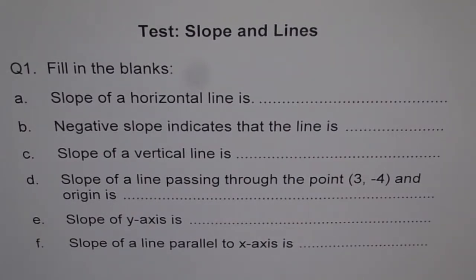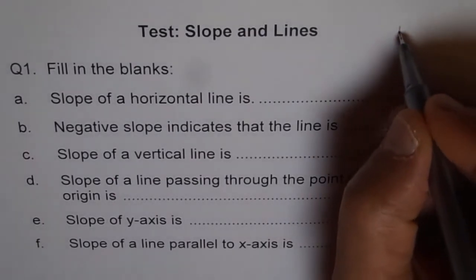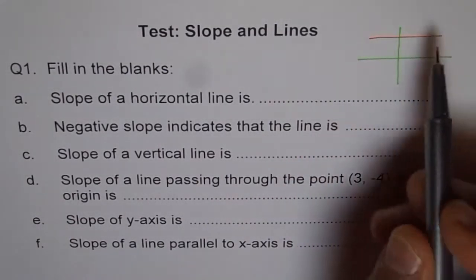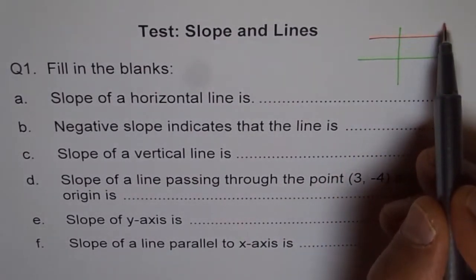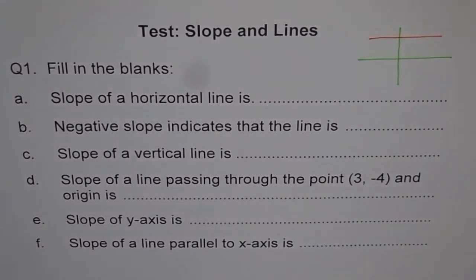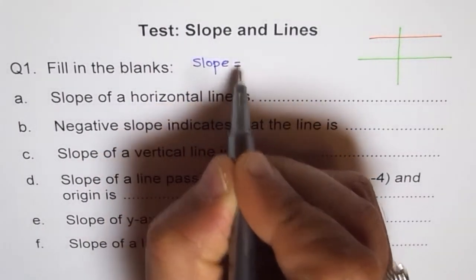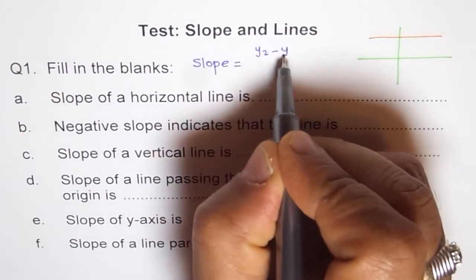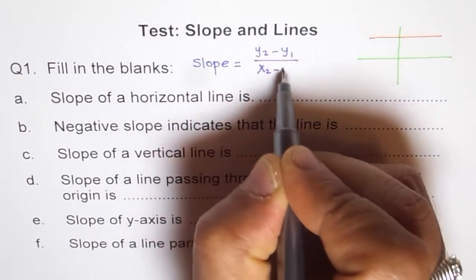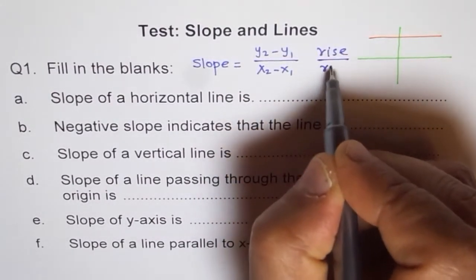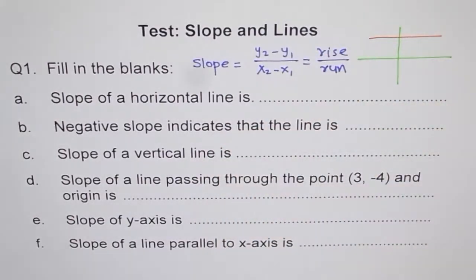So when you're looking at the line, let me just sketch one for you here. The lines we are talking about are like a horizontal line. Horizontal line is like this. Do you see the horizontal line? The rise is 0 and whatever is run, right? So what is the slope? Let's write slope equals to, what's the formula for slope? y2 minus y1 over x2 minus x1. You can also say rise over run. So that is what slope is.